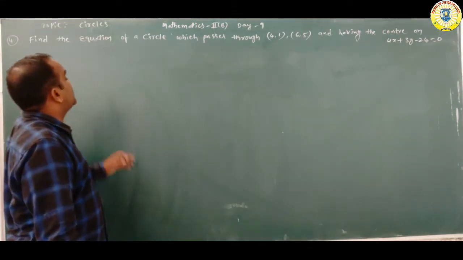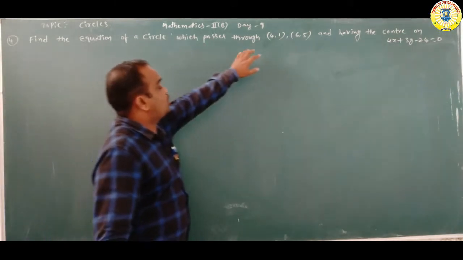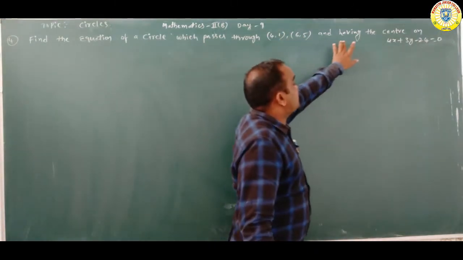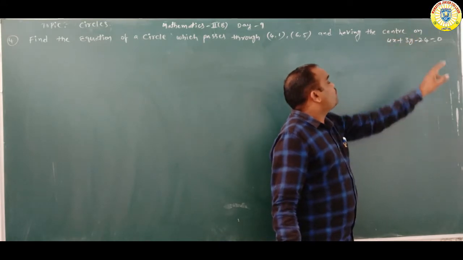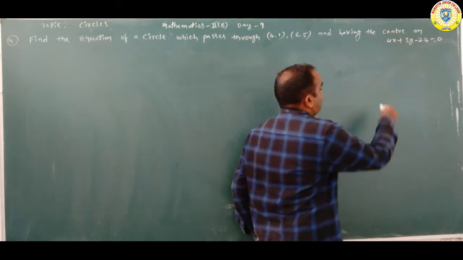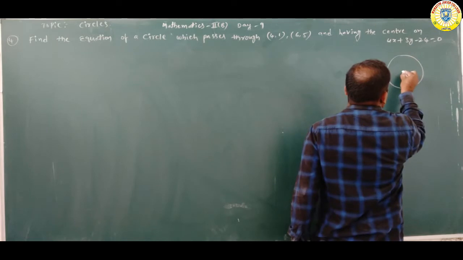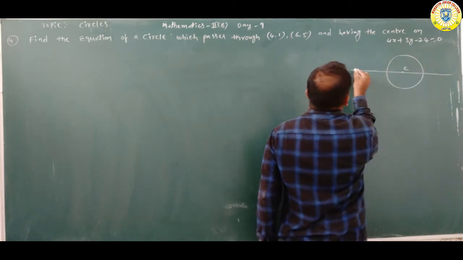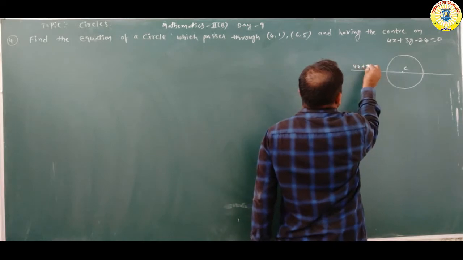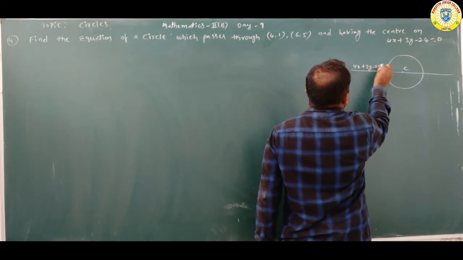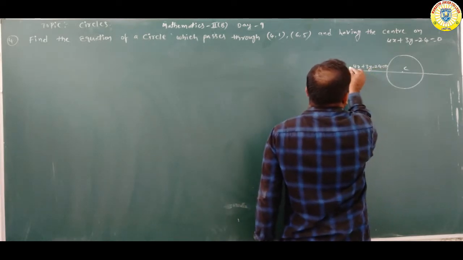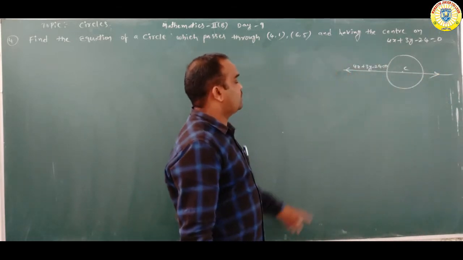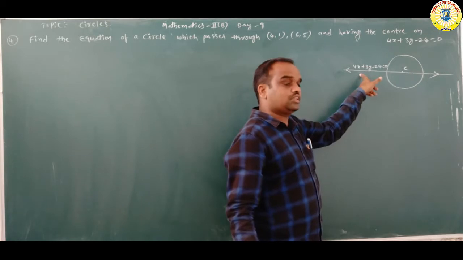Understand? See here, the required circle passes through the two points (4, 1) and (6, 5), and the center is on which line, sir? 4x + 3y - 24 = 0. Like this, there is the center. This line is 4x + 3y - 24 = 0. Center lies on this line.